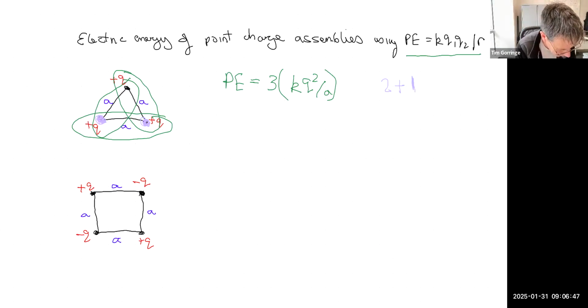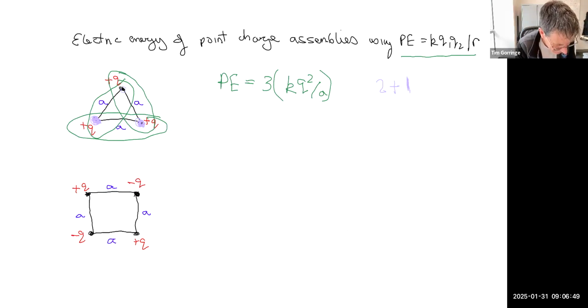Let's go up to the remaining charge. This remaining charge upstairs here also interacts with two other charges. So there are two pairs here. There's a pair with the bottom left and a pair with the bottom right. But are these unique?